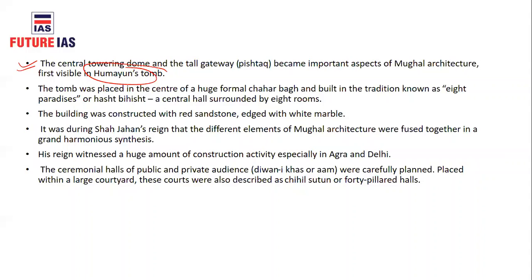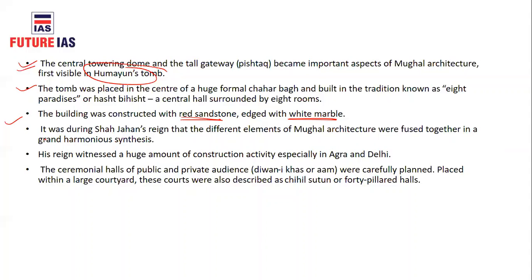And this was a tradition known as hasht bihisht, or eight paradise. Eight paradise means the central hall is surrounded by eight rooms. So this was also a tradition in Mughal architecture. And the buildings constructed during the Mughal period were built with red sandstone and white marble.